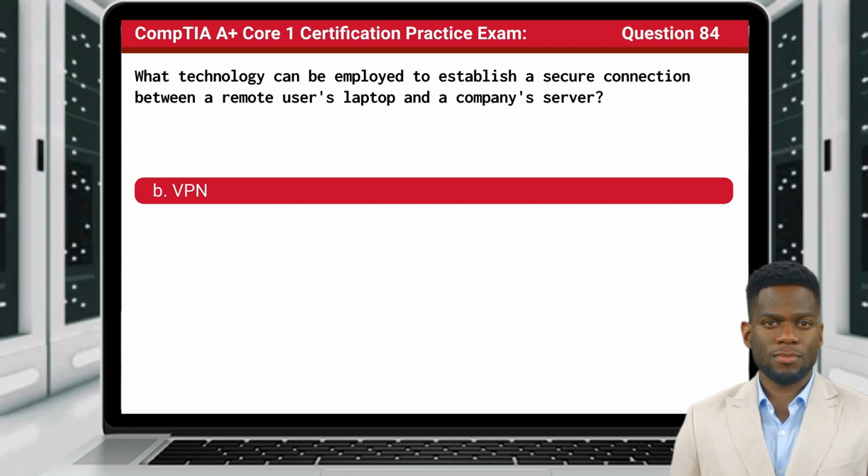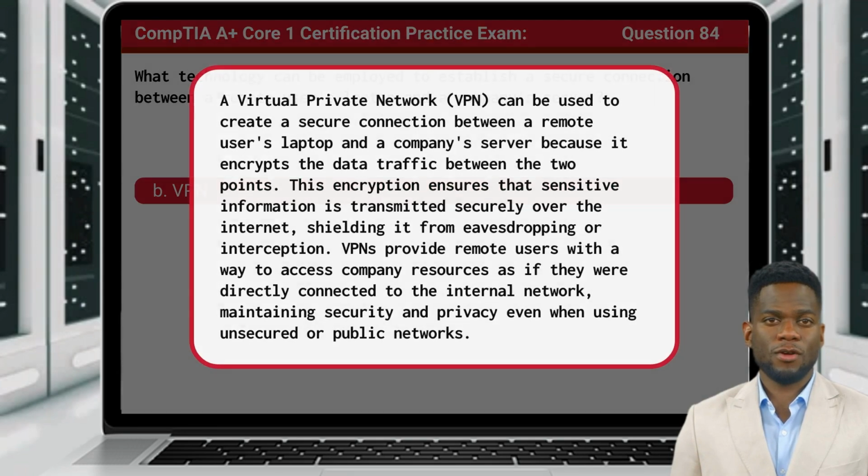The answer is B. VPN. A virtual private network, VPN, can be used to create a secure connection between a remote user's laptop and a company's server because it encrypts the data traffic between the 2 points. This encryption ensures that sensitive information is transmitted securely over the internet, shielding it from eavesdropping or interception. VPNs provide remote users with a way to access company resources as if they were directly connected to the internal network, maintaining security and privacy even when using unsecured or public networks.